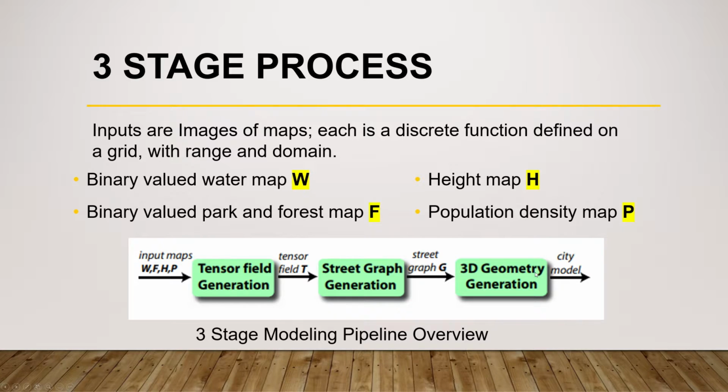They had mentioned they used one where they rendered 3D buildings in, but that's not the focus of this research paper, so I will be focusing on the first two parts here. Step 1 is inputting maps, and these maps are picture maps, so not actually maps of roads, but pictures. So you can input a binary valued water map, which is a picture of a lake or a river that goes through a certain body of land.